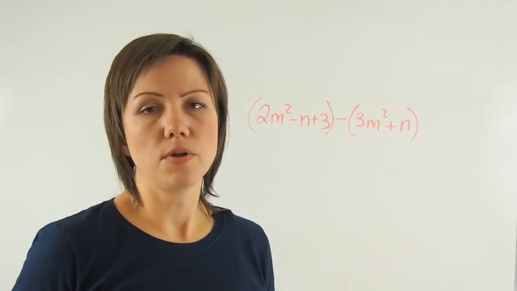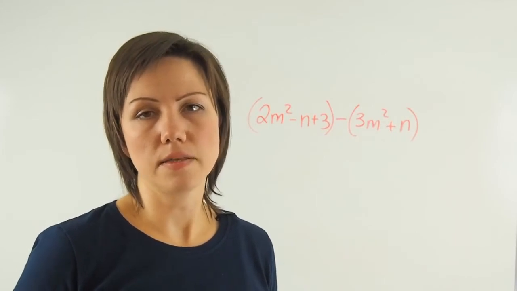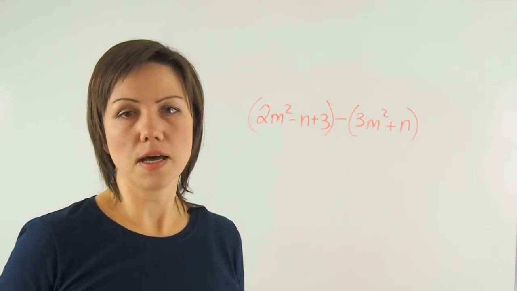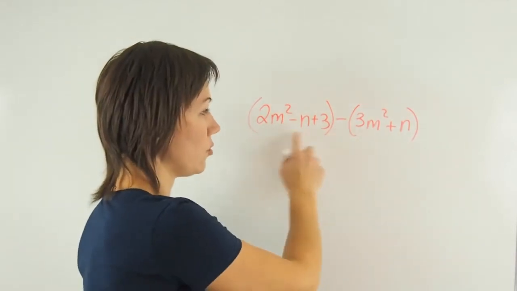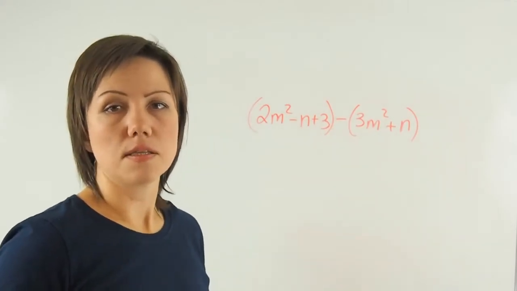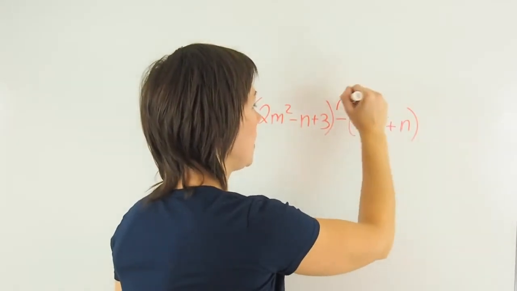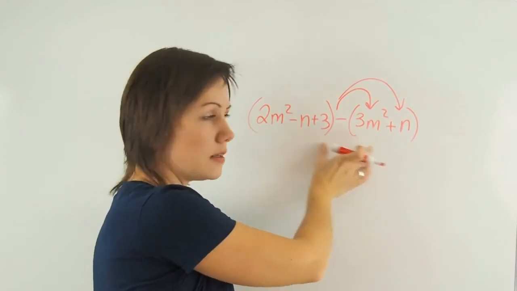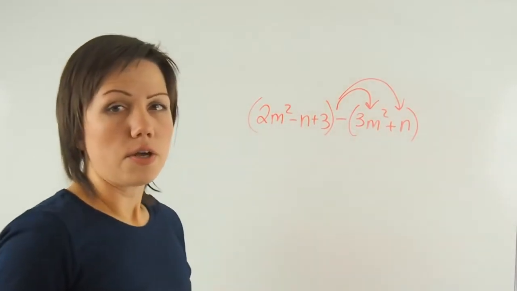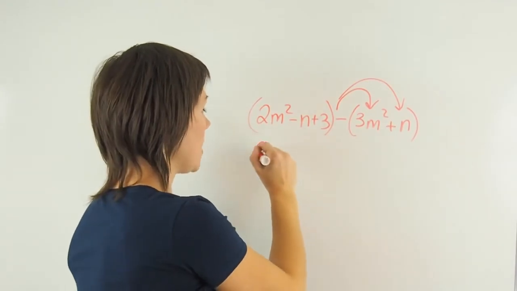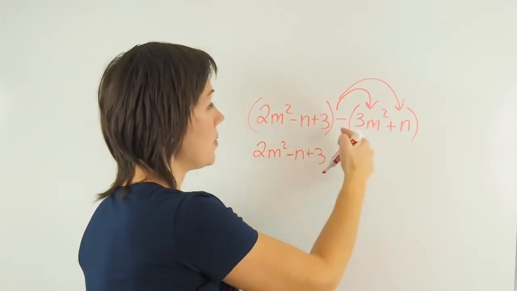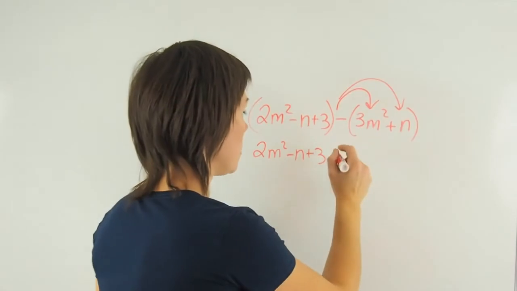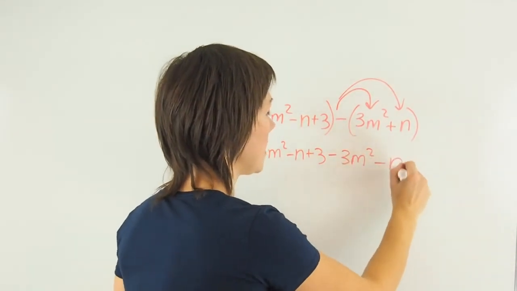Sometimes I have two polynomials in brackets and I need to either add them or subtract them. When I'm adding them, it's easy. I just drop the brackets and continue by collecting like terms. But when I'm subtracting two polynomials, I need to be really careful, since this subtraction sign, the negative, affects every single term inside the brackets. It does not affect the first bracket, it does affect the second one. So this expression will remain the same, but this one will have all the signs of every single term change to the opposite. So I'll get negative 3m squared minus n.